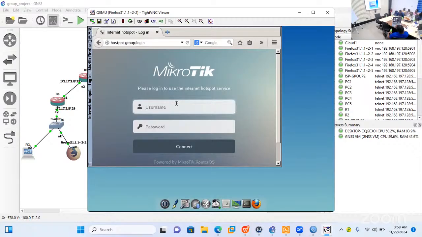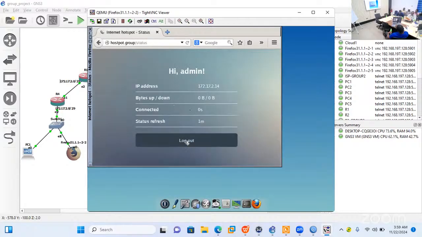Admin. Admin. All right. What's the password? 7654321. 7654321. Okay. Confirm your hotspot is working, and the IP address of this browser is 2.14. Okay.